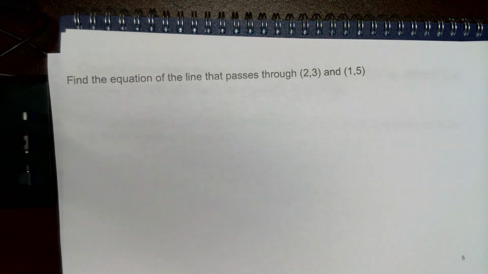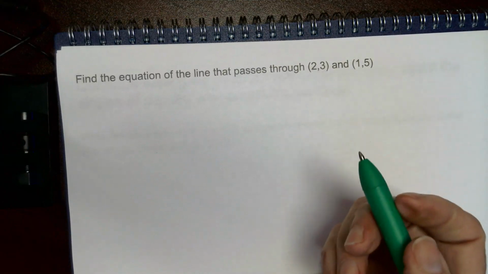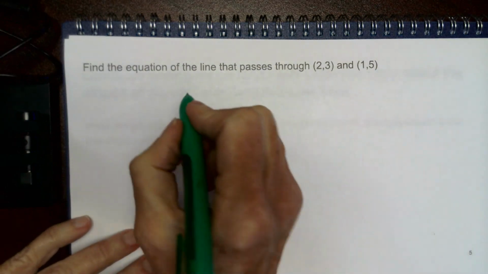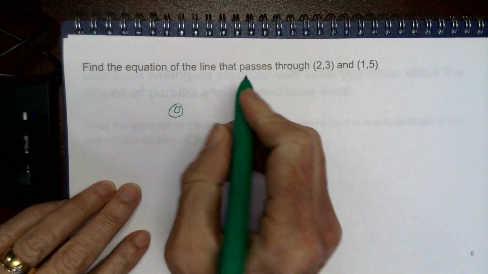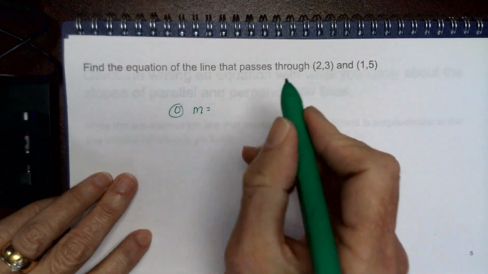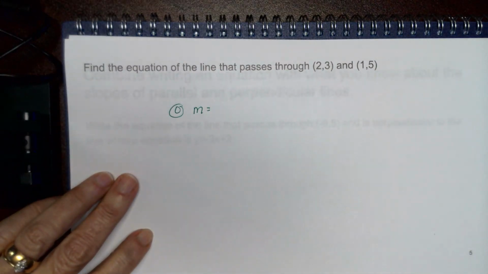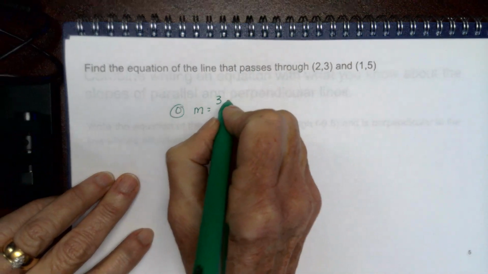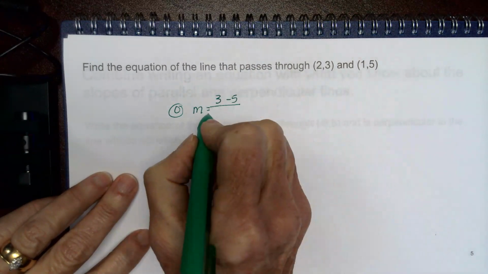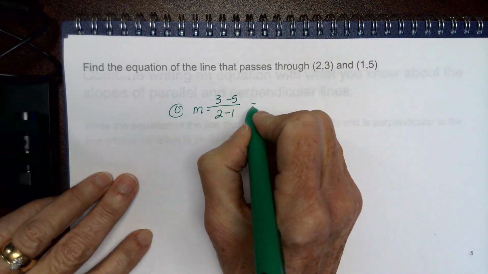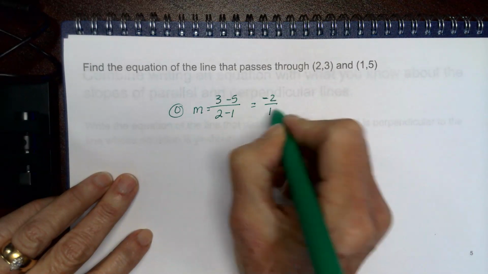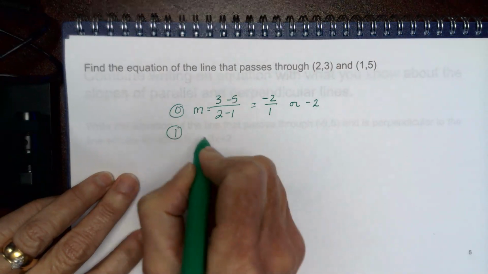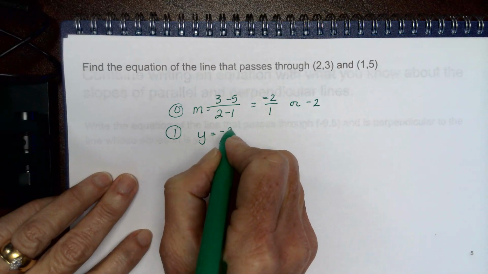All right, let's work on this one. I'm going to go through y equals mx plus b form because that's the form that always works, and that's what you're trying to get it into. So step 0 is going to be finding my slope. Okay, so I have 3 minus 5 over 2 minus 1, which is going to give me a negative 2 over a positive 1, or negative 2. So step 1 would be putting the negative 2 where the slope goes.